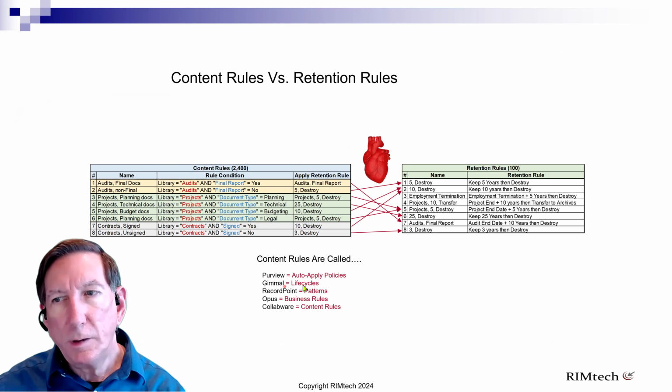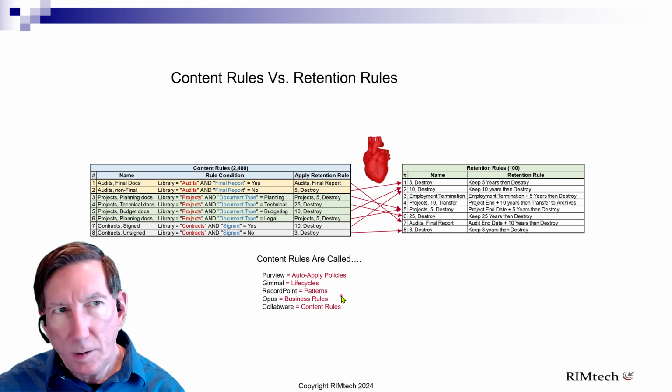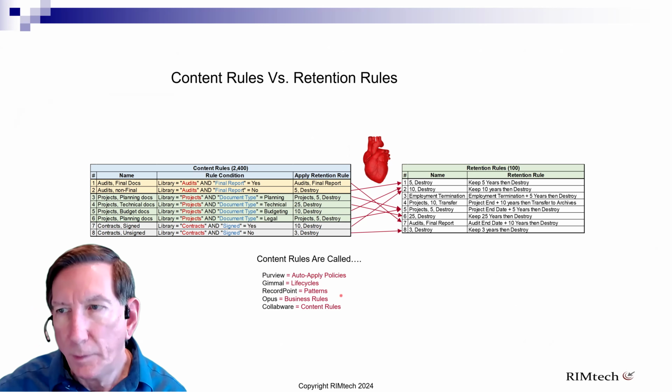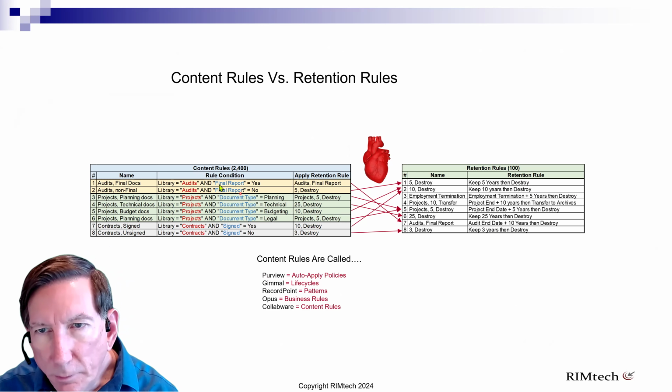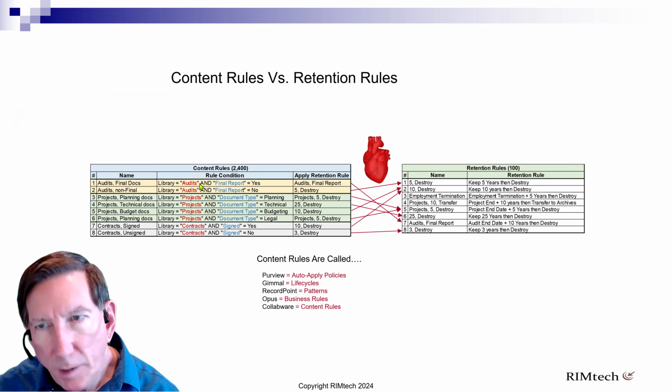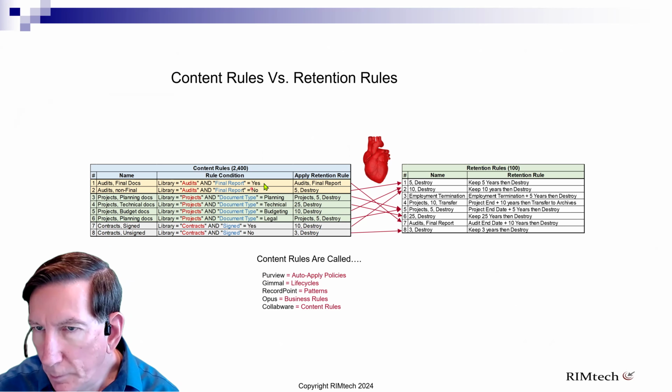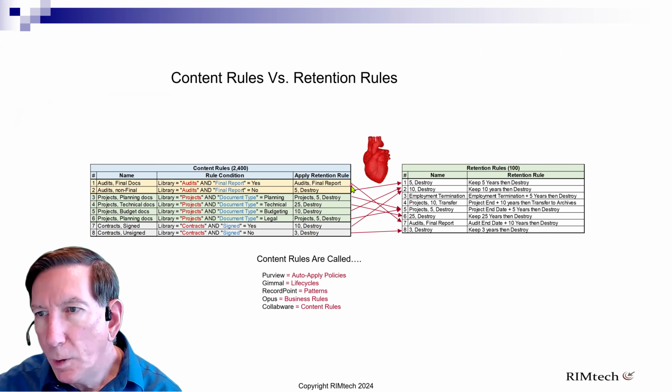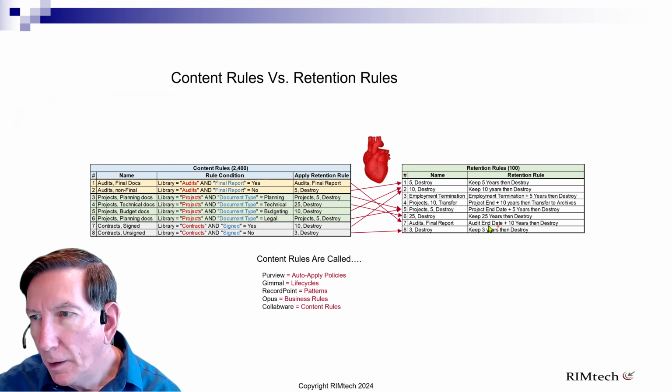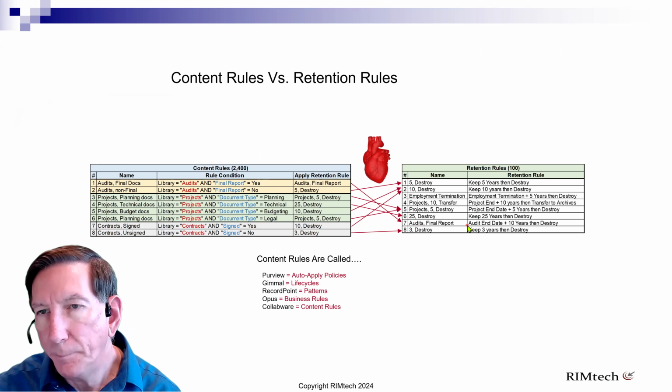If you're using Gimmal, they're called life cycles. RecordPoint, patterns, it doesn't matter what they're called, they all work the same. Okay? So this is an example right here. If library is audits and the metadata field final report contains yes, then you want to assign this retention rule to it. Number 7, which says audit end date plus 10 years, then destroy.